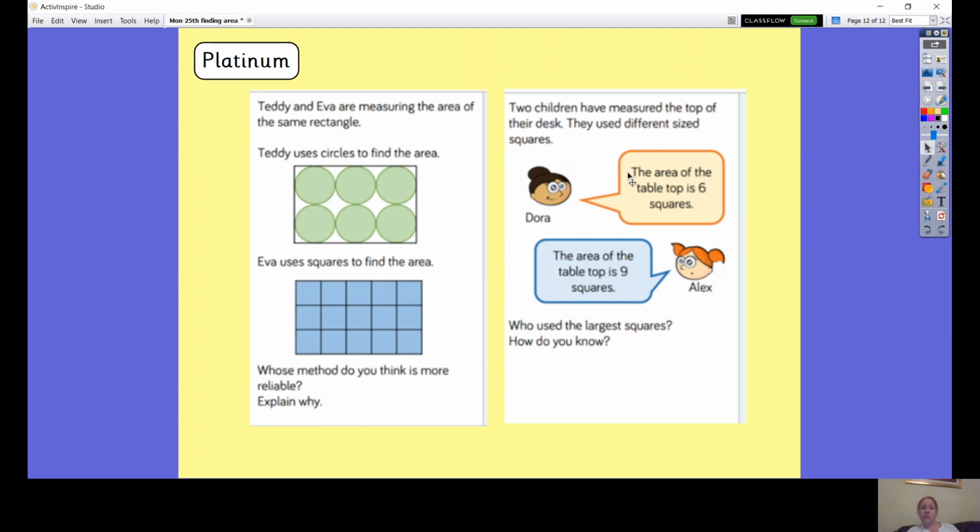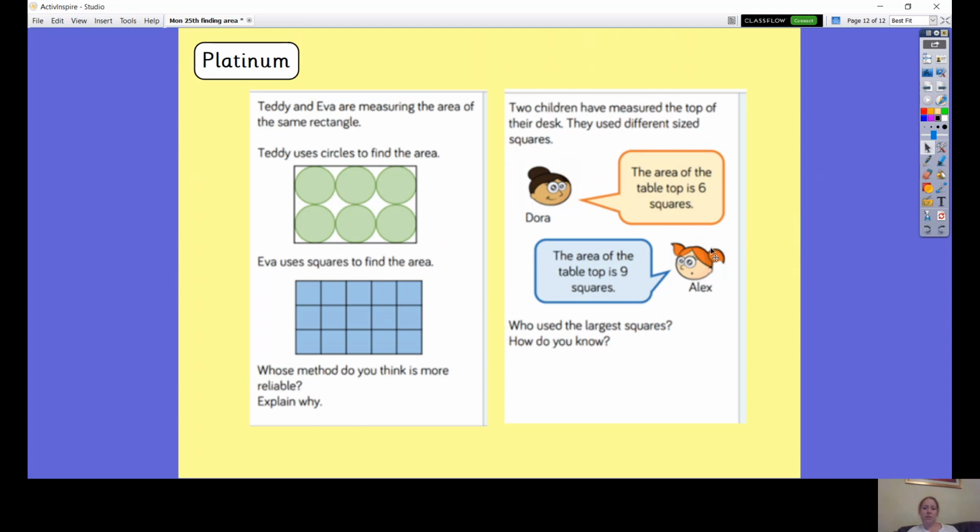The next one. Two children have measured the top of their desk. They use different size squares. Dora says the area of the tabletop is 6 squares. Alex says the area of the tabletop is 9 squares. Who has used the largest squares, and how do you know?